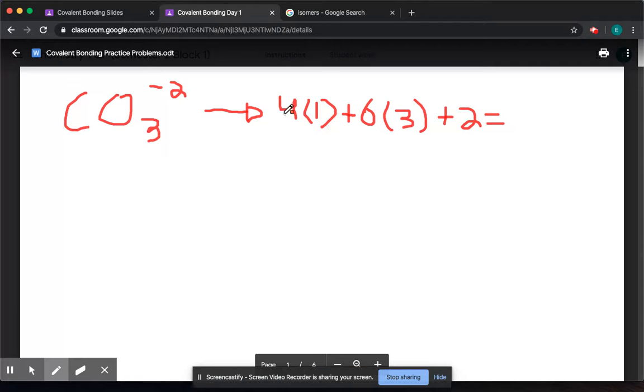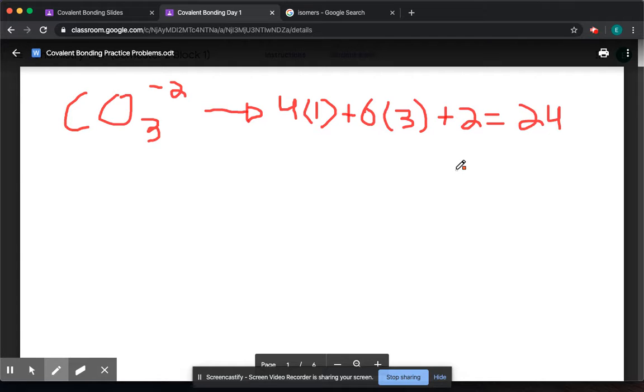So then you have 4 plus 18. 4 plus 18 is 22. And then 22 plus 2 gives us 24. So we have 24 electrons in our bank. That's what we're working with. Okay? Now we can start drawing the molecule.